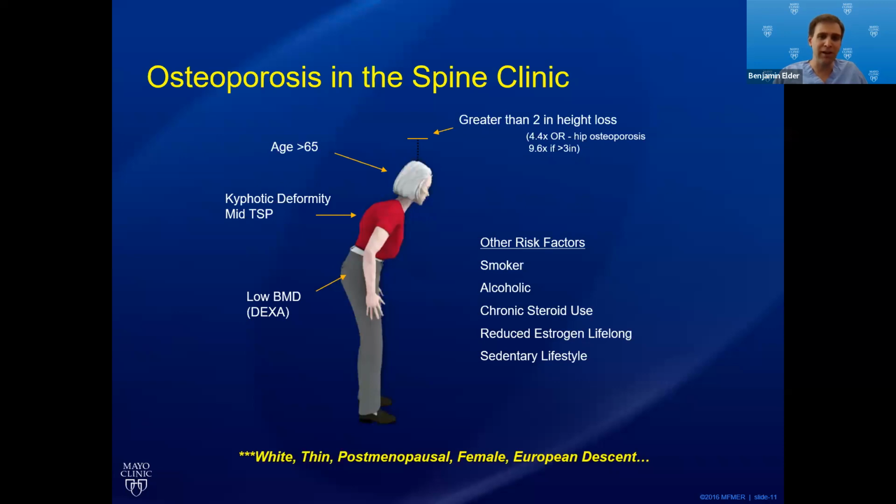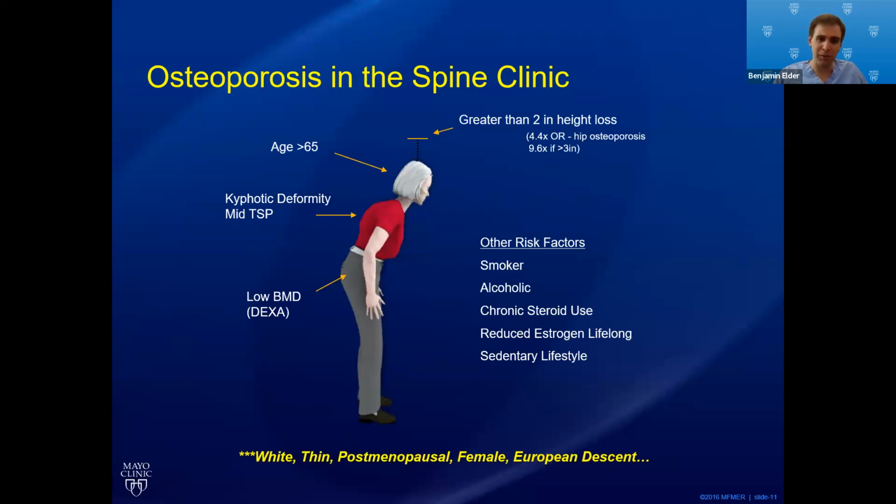So looking at the spine clinic, a lot of our patients are over age 65. Many may have kyphotic deformities in the thoracic spine from compression fractures, along with a low bone density at the hip. And a lot of patients have a height loss either from deformity or from compression fractures. If there's a 2-inch height loss, there's actually a 4.4 times odds ratio of hip osteoporosis, and that increases to almost tenfold if the height loss is more than 3 inches.